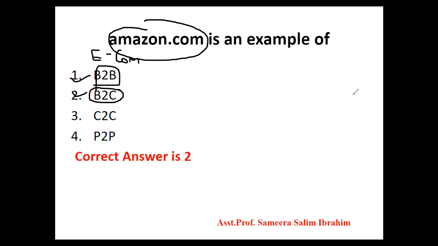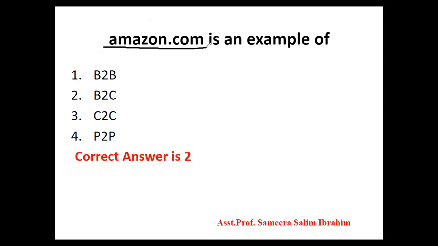Now, the best example for Amazon.com will be B2C. Amazon.com will come under B2C, business to consumer. For C2C, consumer to consumer, we can see it further. The question can come like a C2C example. An example I can give is OLX.